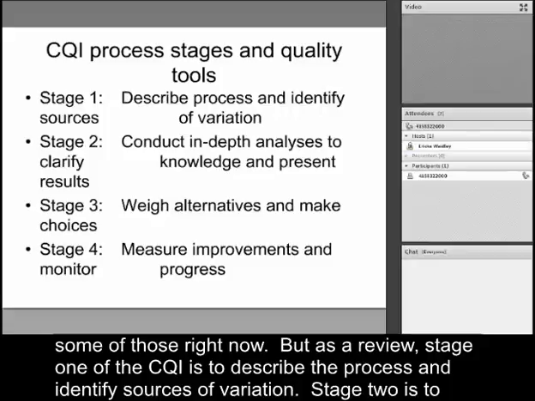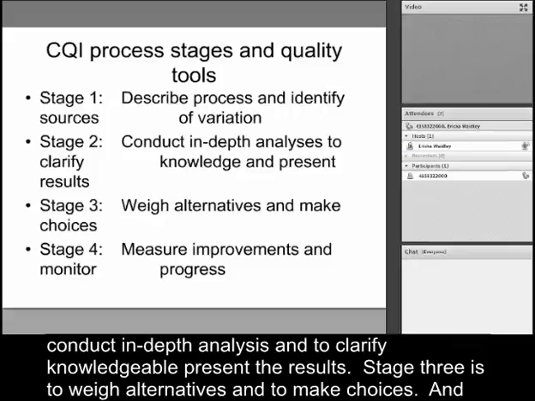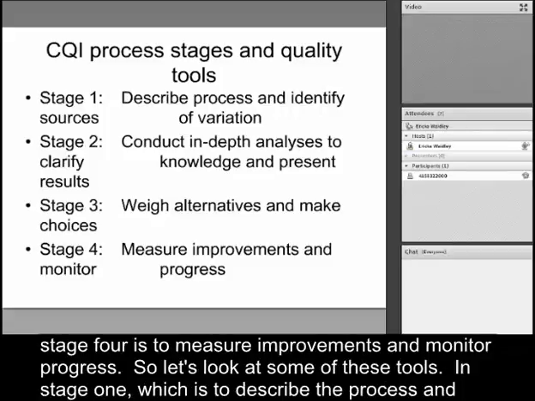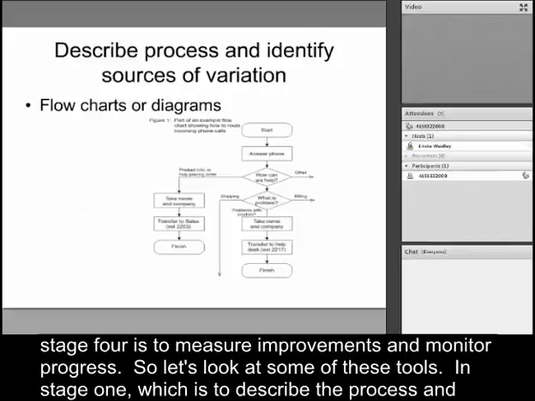But as a review, stage 1 of the CQI is to describe the process and identify sources of variation. Stage 2 is to conduct in-depth analysis, clarify knowledge, and present the results. Stage 3 is to weigh alternatives and to make choices. And stage 4 is to measure improvements and monitor progress. So let's look at some of these tools.